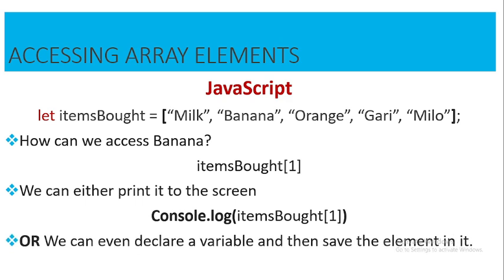And as I said, we can even declare a variable to save the element we access inside that particular variable. You need to declare a variable: let banana. Then we assign that particular element we are picking to the variable banana.